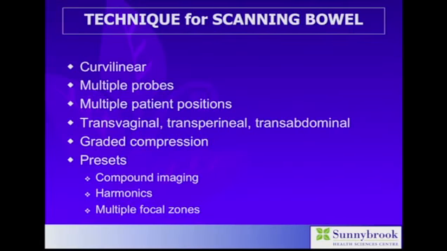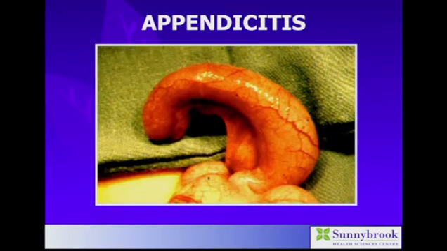Multiple approaches may also be required. Transvaginal imaging can produce beautiful pictures of the rectum, sigmoid, and pelvic small bowel. The anal canal and sphincter complex can be assessed with either a transvaginal approach or a transperineal approach, and of course transabdominal scanning will be required for the remainder of the bowel. The graded compression technique that we are all familiar with in the setting of appendicitis is also used throughout the bowel. And often we have bowel presets on our machines, but most often these presets will include compound imaging, harmonics, and multiple focal zones. So let's begin with appendicitis, which is the most common cause of right lower quadrant pain.